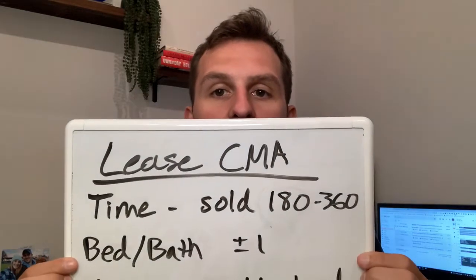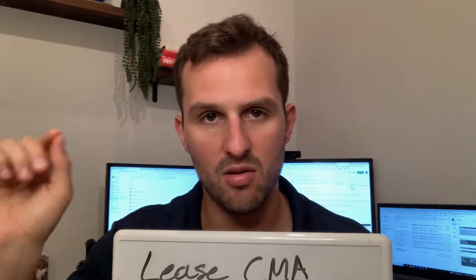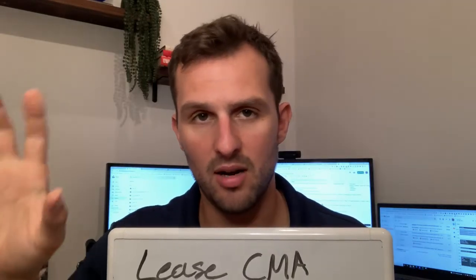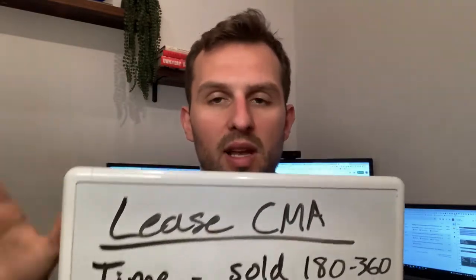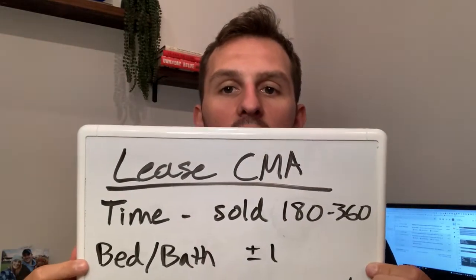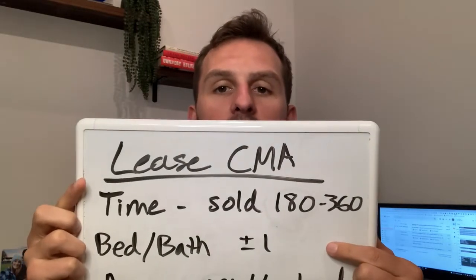The second item, and this is in no particular order, is just little criteria that we go and fill out on our CMA or on HAR as we step through. I'll explain some of this at the end. So the other criteria we use is bed bath count, and I put plus or minus 1 here. It's ideal to have a like-for-like comparison, right?